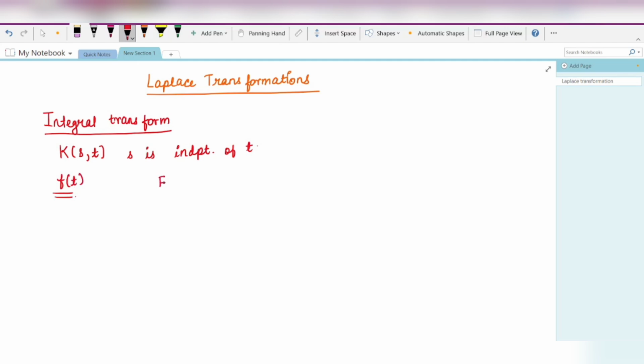So the integral transform will be denoted by F of s, and it is equal to the integral from minus infinity to infinity of K of s comma t times f of t dt. Okay, so the integral transform which we will get will be in terms of s, and K of s comma t, this function, is called the kernel of the transformation.